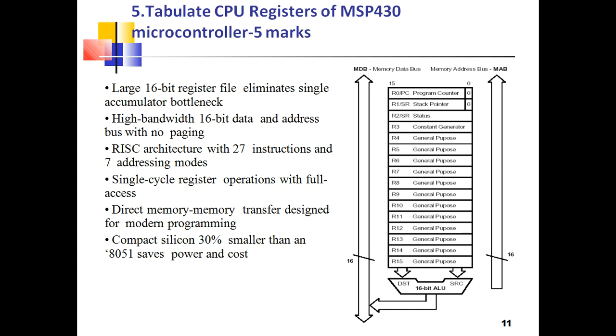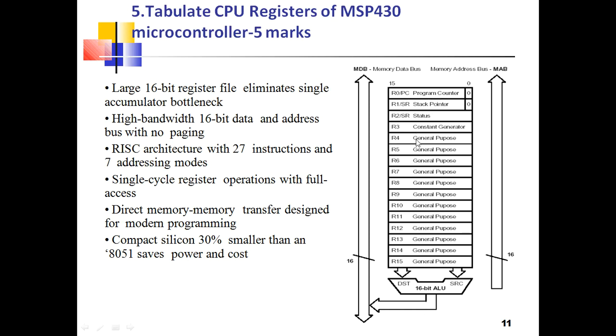Next one, tabulate the CPU registers of the MSP430 microcontroller. Asked for 5 marks. So as I told in the architecture of MSP430, the MSP430 microcontroller has a total of 16 registers. All are 16 bits in size. You can see the diagram. I have listed all 16 registers. The size is bits 0 to 15 of every register, that means every register is 16-bit. Like that you have a total of 16 registers.